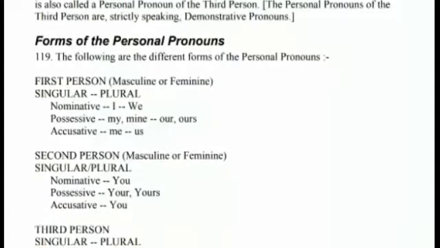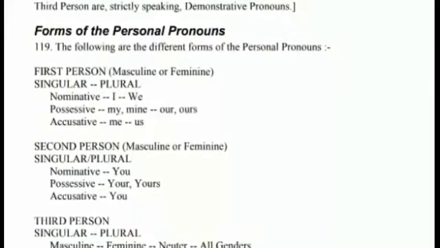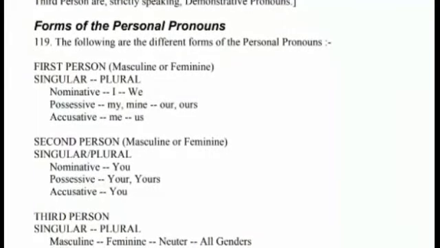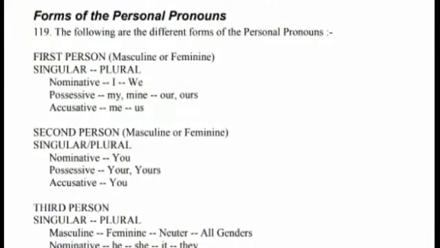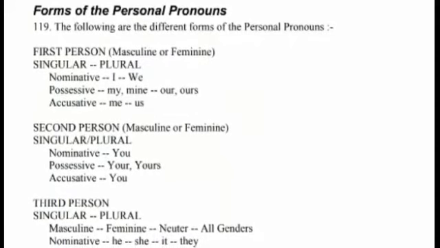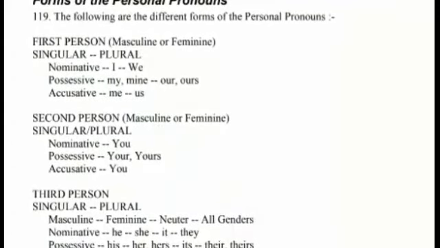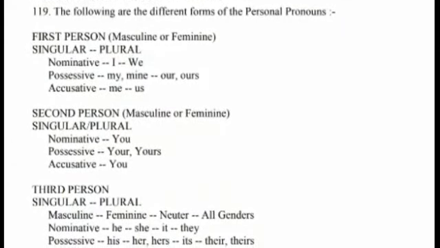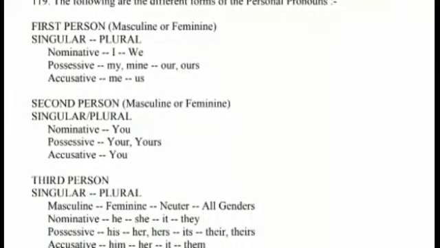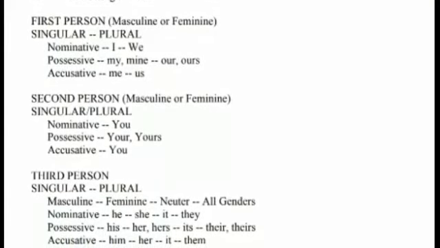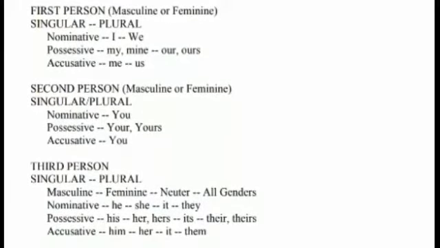Here examples are: this is my book. Those are your books. That is her book. This is his book. That book is his. This book is mine. Those books are yours. That book is hers. The idea of yours is excellent. Like this. Here for second person, masculine gender or feminine gender, for both nominative, possessive, accusative. First one, nominative singular or plural, you only. For possessive, your, yours. Accusative again, you.